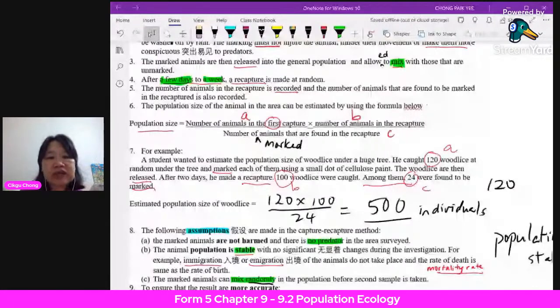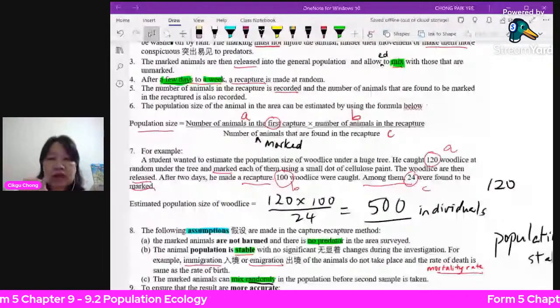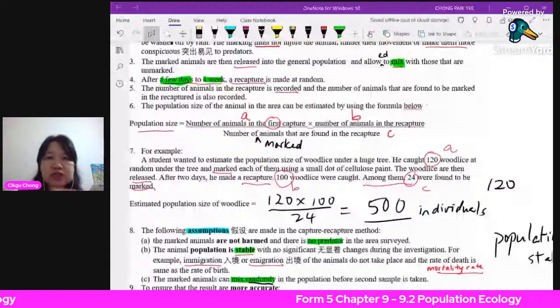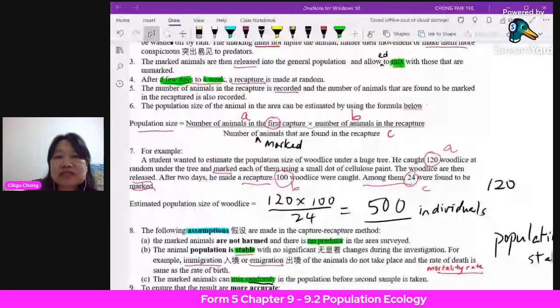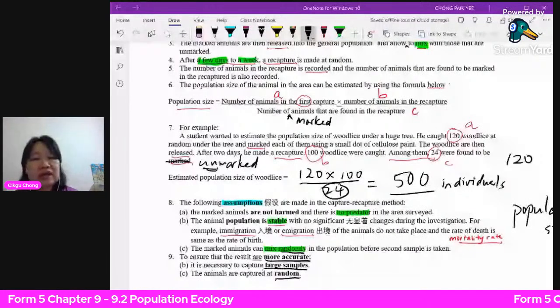Okay, now look carefully. They give you 24 are unmarked. So if you put 24 unmarked, can you put your 24 here? Please read carefully. Sometimes they want to test whether you're really, really good and really understand. Unmarked, you don't use it.